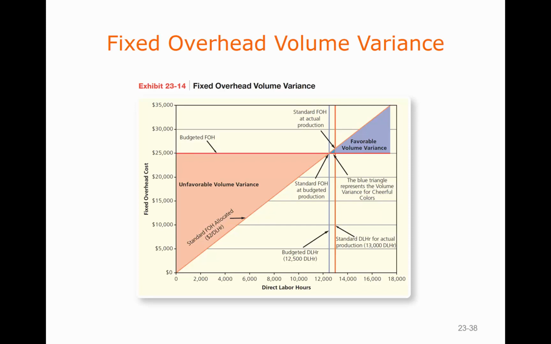So they finally give us this CVP line or graph, right? Here they compare direct labor hours to fixed overhead cost. Here's our budgeted direct labor hours. There's our standard. Then we can plot that out. And the difference here is where it's favorable and where it's not favorable.